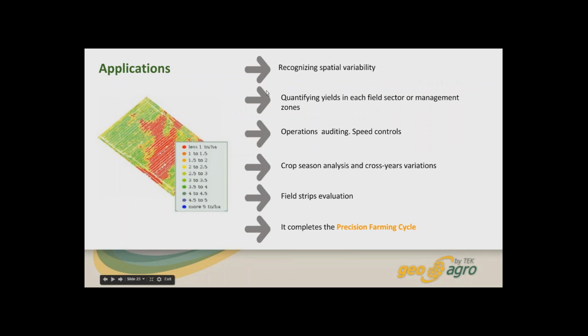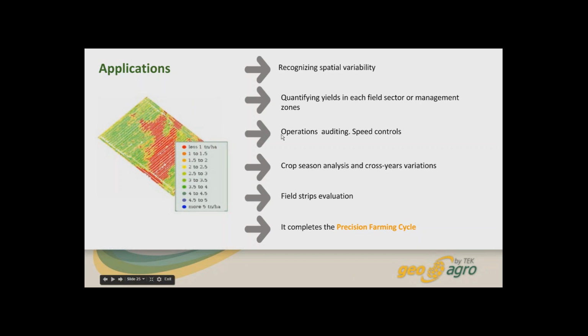It's how we use it. It's really key to understand the variability and to quantify the results. So the first thing is to recognize the spatial variability. We can see very clearly defined zones in this example. It allows us to quantify the yields in each of those zones, what the actual yield achieved was. And this is helpful for nutrient removal calculations, management decisions, and what potential we want to reach.